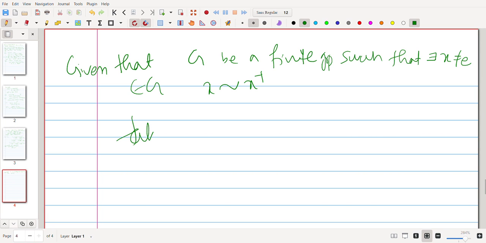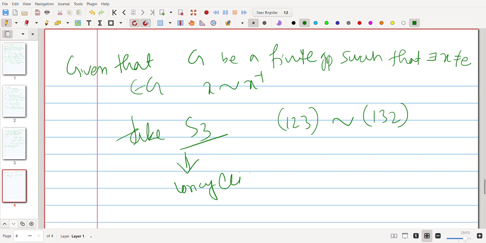So take S3. (1 2 3) is conjugate to (1 3 2), because we know that in Sn any two permutations are conjugate if and only if they have the same cycle representation. But S3 is non-abelian as well as non-cyclic, plus non-abelian, hence C and D are false.